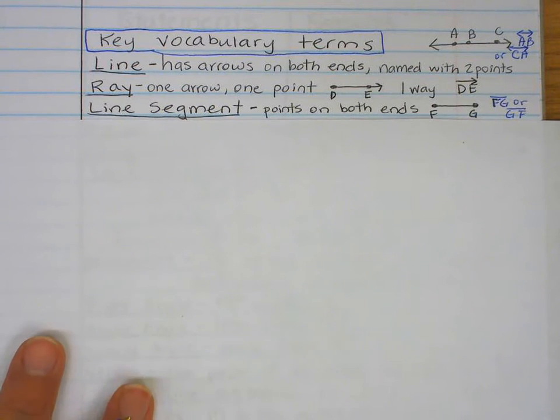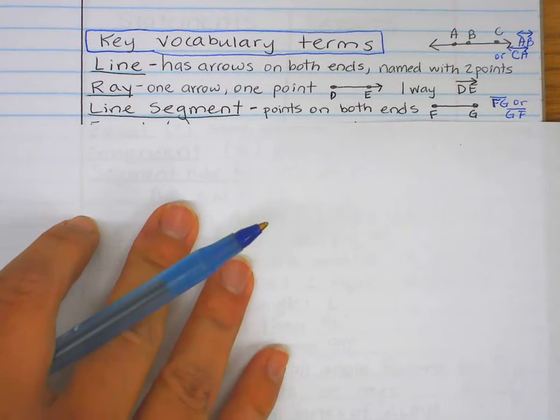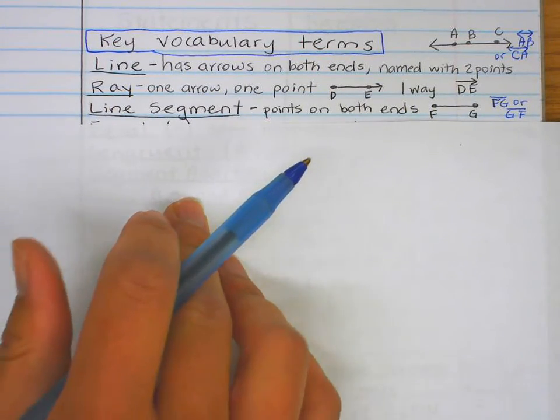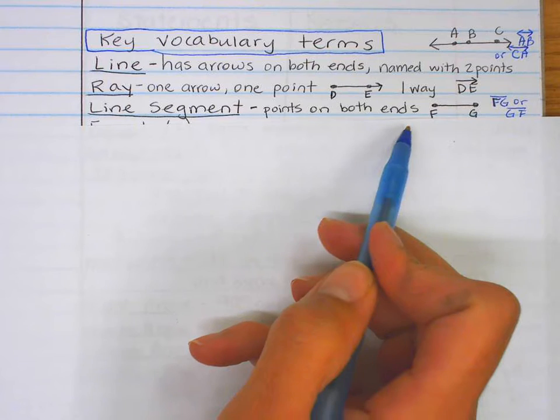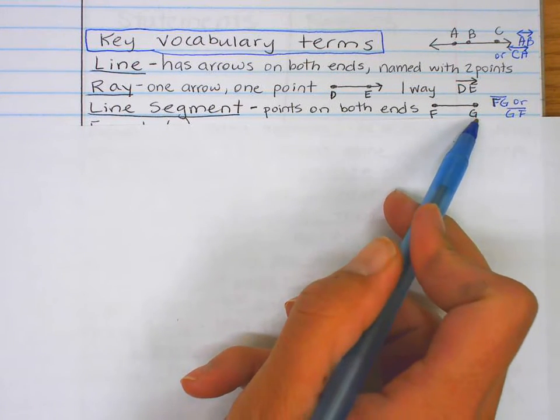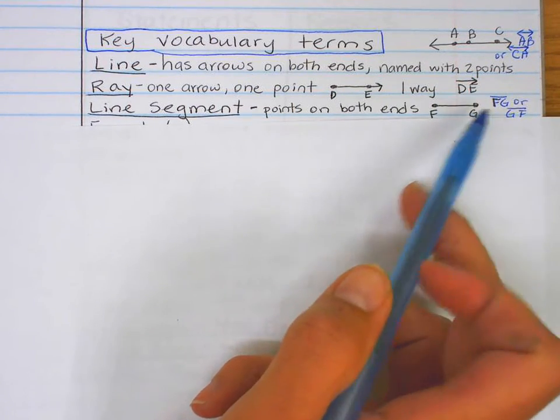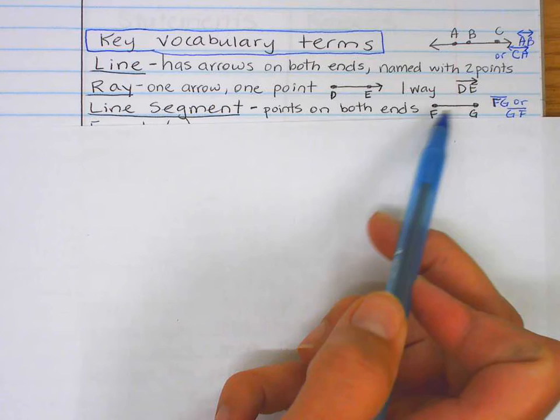For line segment, it doesn't have any arrows. It is not continuing in either direction. So there are points on both ends. This one, I just picked the letters F and G. I'm just going through the alphabet. So you have 2 ways you can name this. You could go FG or GF.